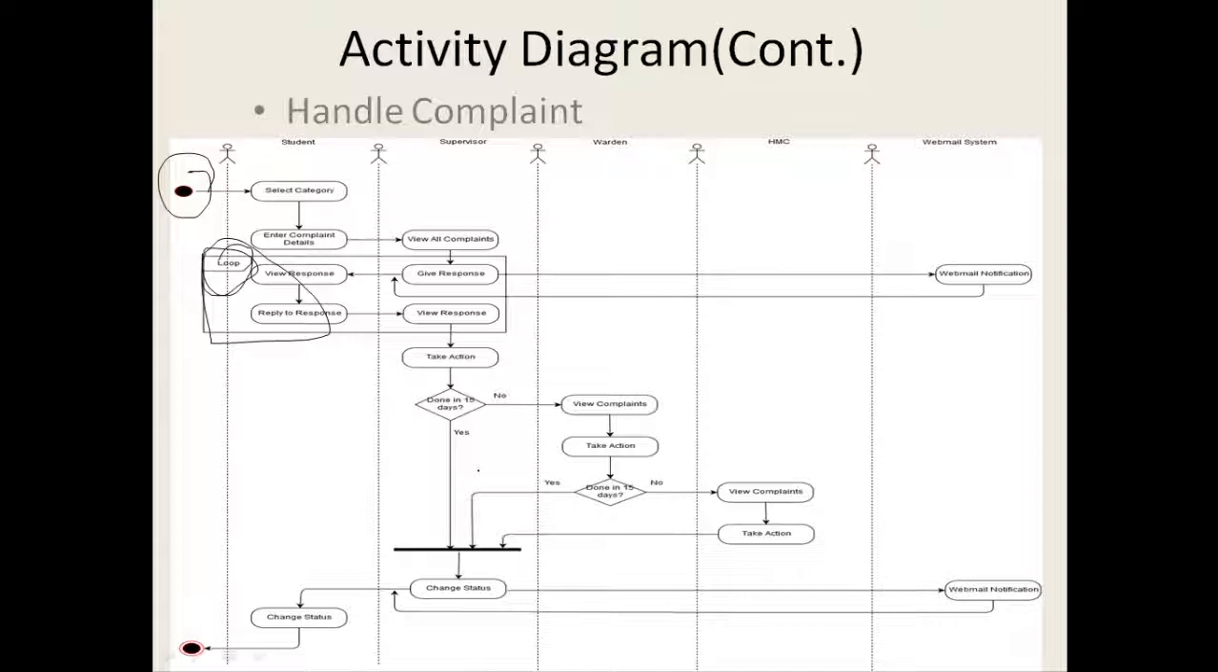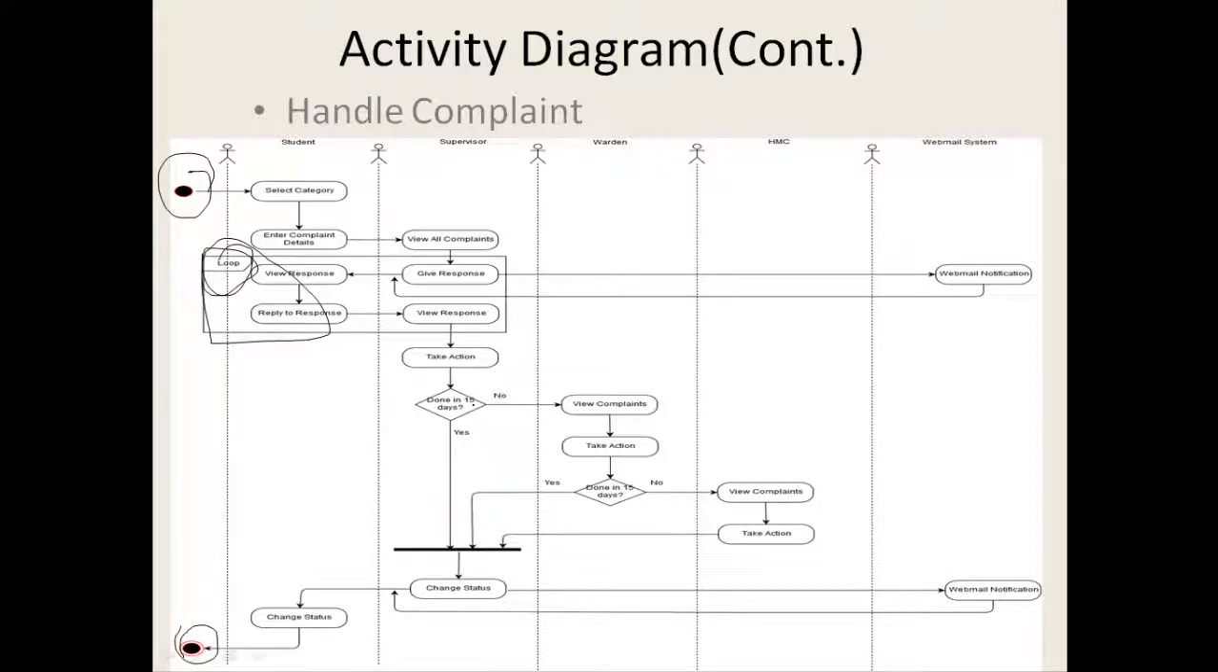Okay, if a complaint is completed in 15 days, it changes status from working to done. That done status goes to the student, and the student can end the process. This symbol is for ending the process. But what if the complaint is not done in 15 days?